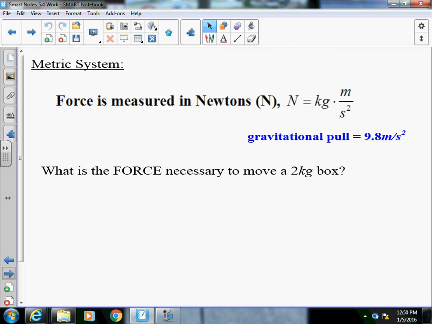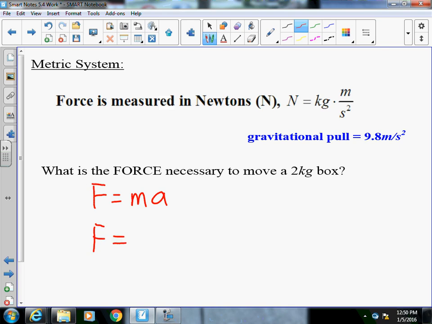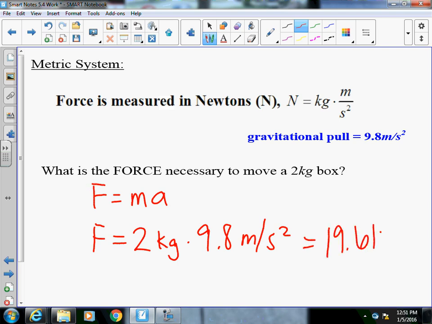So it says, what is the force necessary to move a 2 kilogram box? Well, force equals mass times acceleration. So force is going to be 2 kilograms times the 9.8 meters per second squared, which will give us 19.6 kilograms times meters per second squared, which is the same thing as 19.6 newtons.